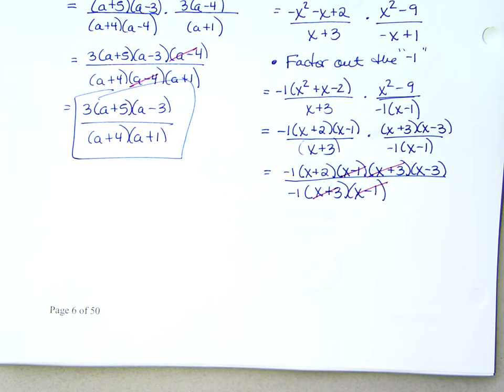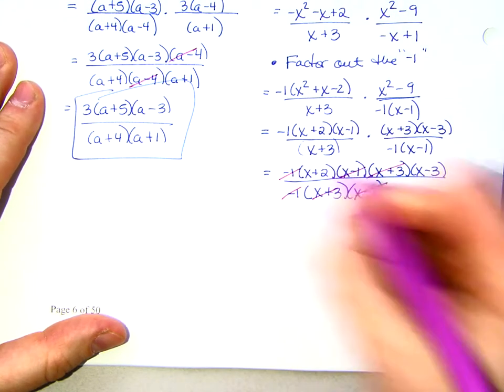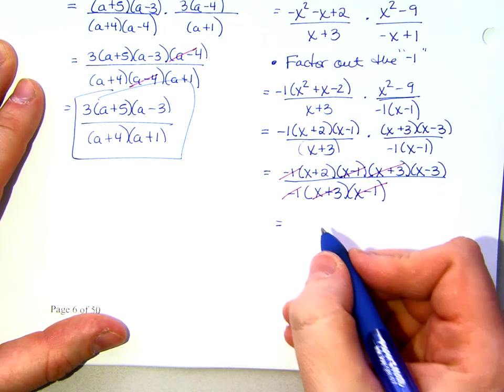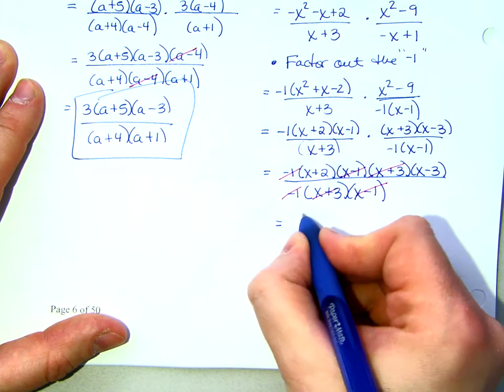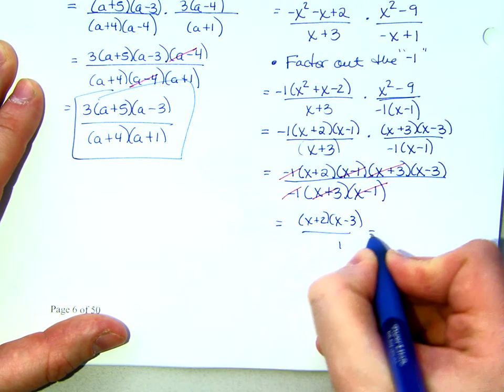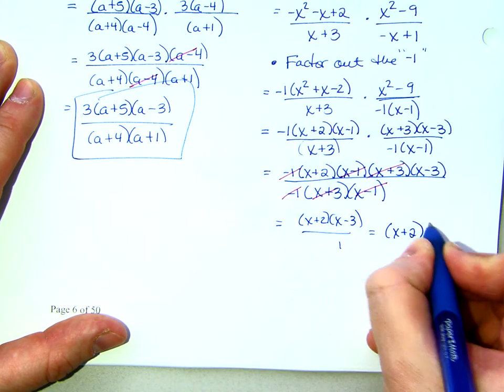Good. Anything else? -1, just like a normal fraction, -1 on the top, -1 on the bottom, those are going to cancel. And we are going to get, oh, this is kind of weird. What's the denominator? 1. Do you actually need to say that? We could say this, but it's probably best just to say x plus 2 times x minus 3.